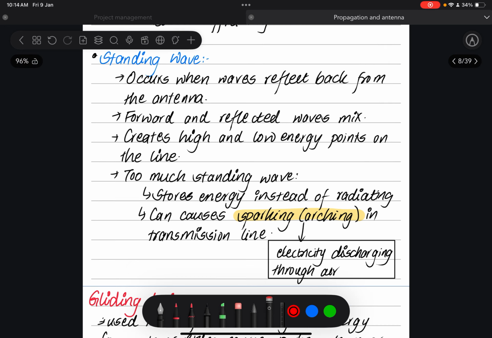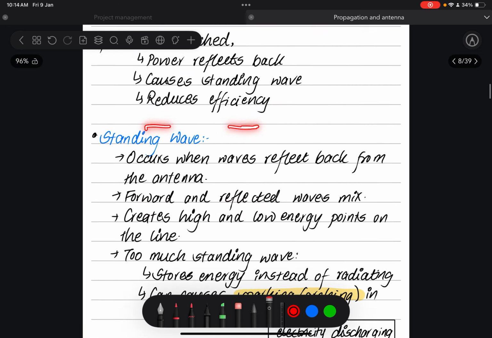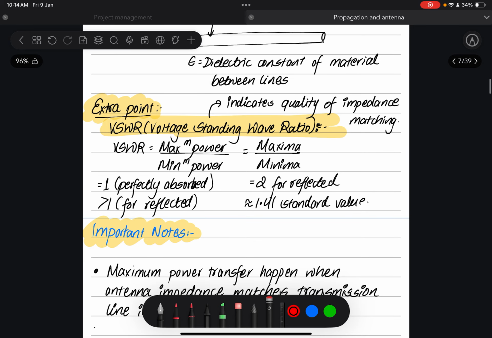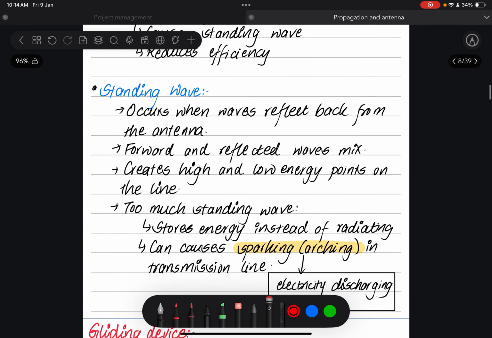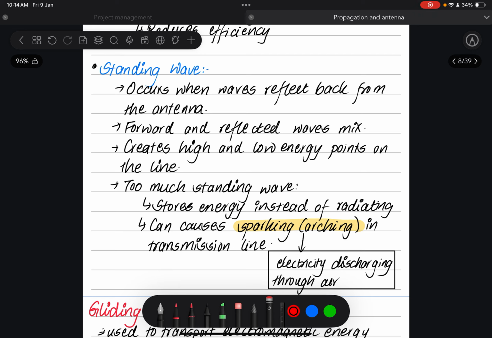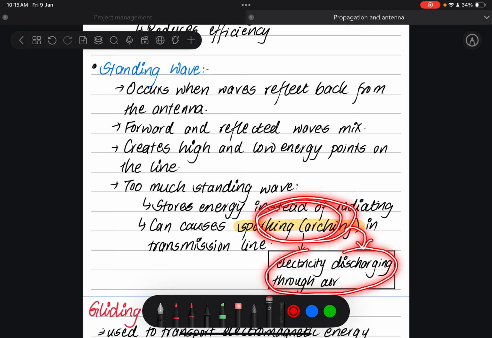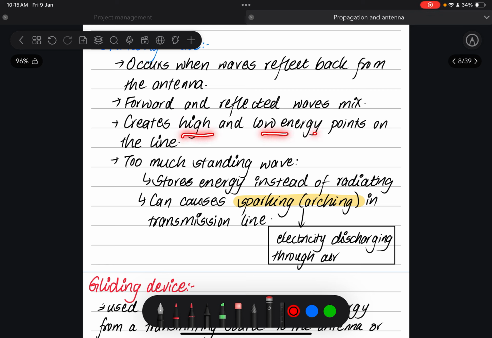A similar thing happens here, because forward and reflected waves mix, because of VSWR being 2 or higher values than 1, and we have not mentioned it properly. Too many standing waves means the line stores energy instead of radiating it. It stores energy in the form of standing waves and causes sparking. What do you mean by sparking? It means electricity discharging through air in the transmission line. So it creates high and low energy points on the line.